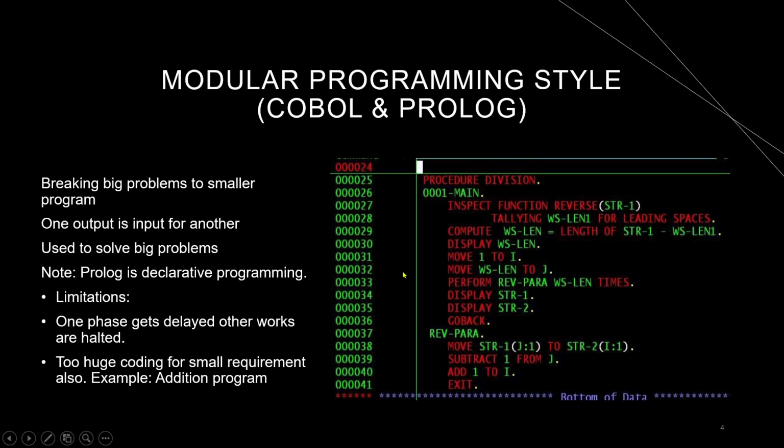Some of the limitations: if one phase gets delayed, the other work gets halted, so the other teams have to wait for the previous team to give an input. And even for a smaller requirement, they had to write a huge number of lines of code. This becomes very difficult during knowledge transfer, when a new resource comes into the team and the knowledge has to be delivered to them.